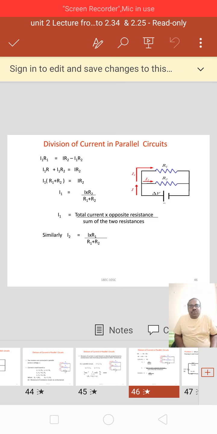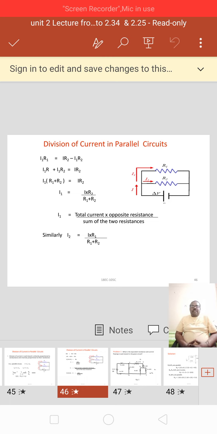That is, I1 equal to total current multiplied by the opposite resistance by the sum of two resistances. For finding I2, that equal to I into R1 by R1 plus R2. Here that equation also given. Similarly, I2 equal to I into R1 by R1 plus R2. Okay. Simply by making the arrangements, we can simply find out this value. See here, I1 is the current flowing through the resistance R1, I2 is the current flowing through the resistance R2. Voltage present in these two resistances V.